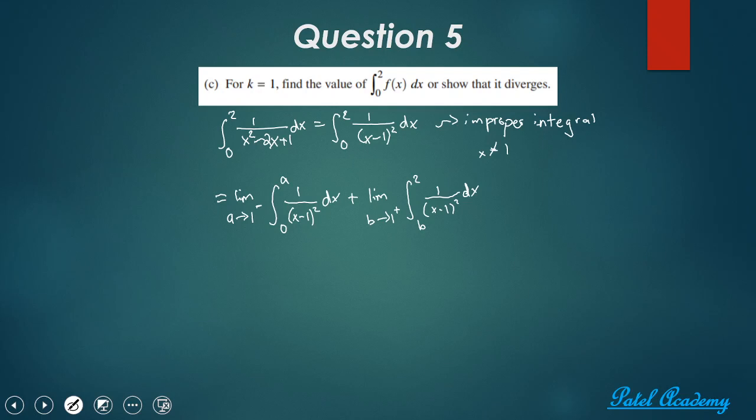And now what do we get? Well, we get this same limit as a approaches 1 minus of, well, what's this integral going to evaluate to? Well, if you have 1 over x minus 1 squared, you can do a simple u substitution if you want, or you can just calculate it and you'll get negative 1 over x minus 1.